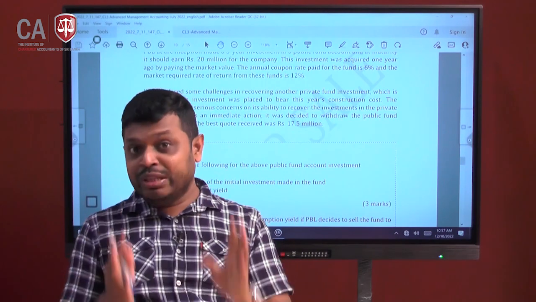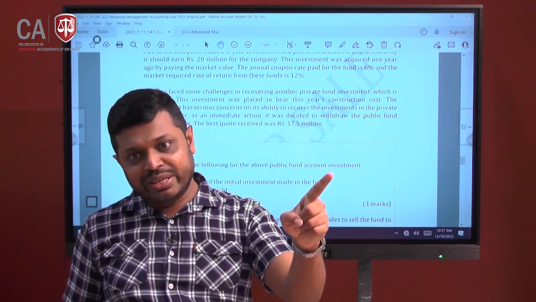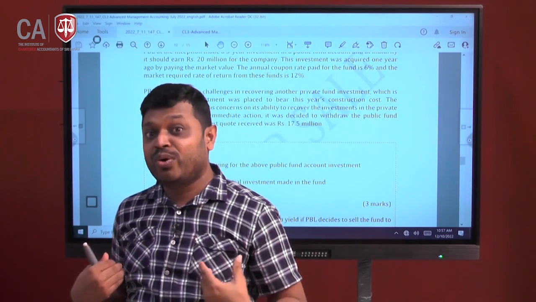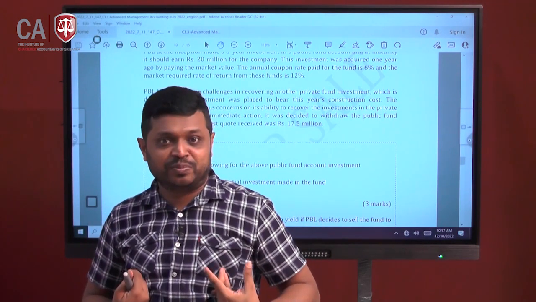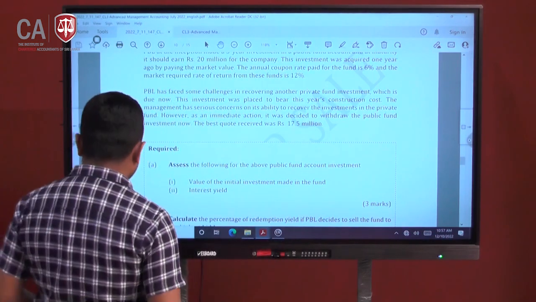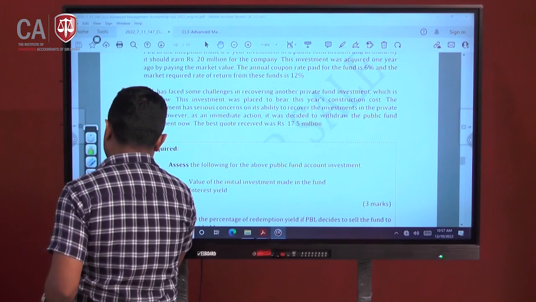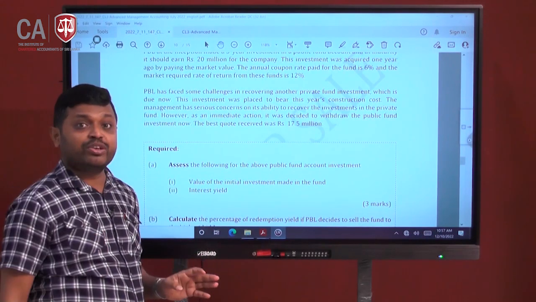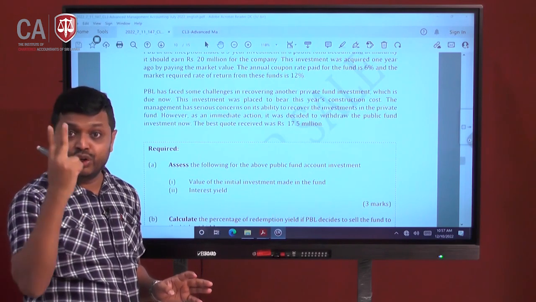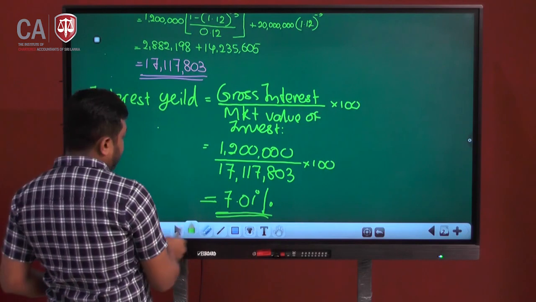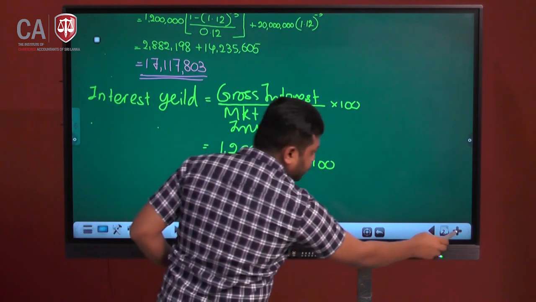Now you know the basic information: face value 20 million, coupon rate 6%. Now you need to decide what is the required rate of return, that is the yield to maturity. We will go back to the computation. One year ago you invested, so the remaining period to maturity is only 2 years, right. I will move to another page.